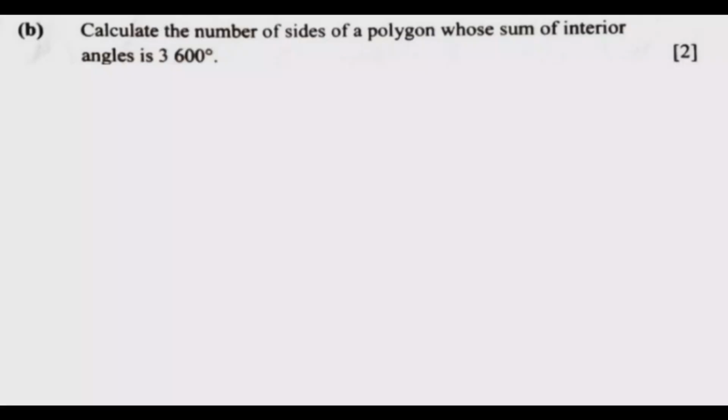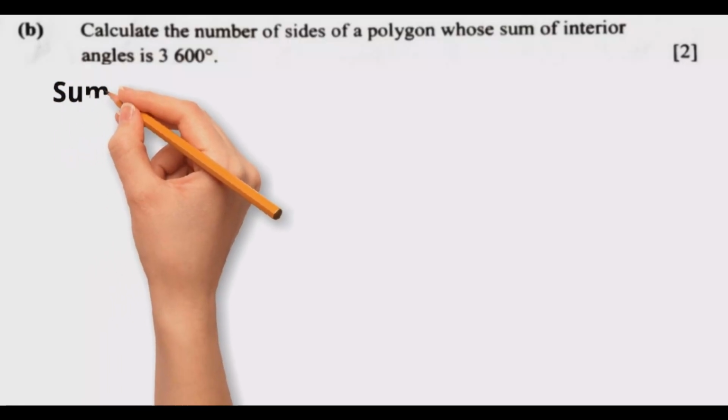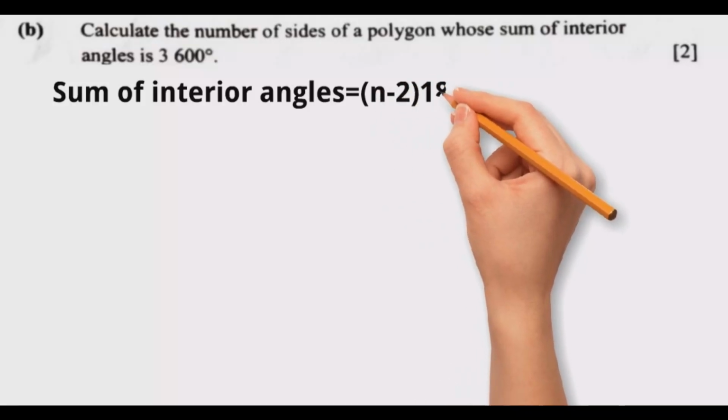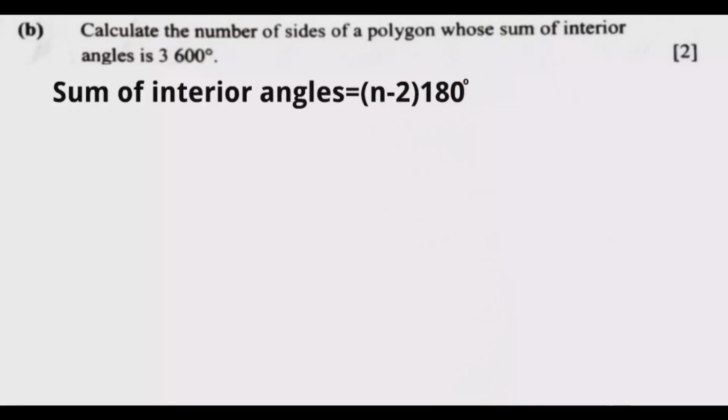Question 3b is calculate the number of sides of a polygon whose sum of interior angles is 3600 degrees. Calculate the number of sides of a polygon whose sum of interior angles is 3600 degrees. So we are going to write the formula, which is sum of interior angles is equal to open bracket n minus 2 close bracket, then we write 180 degrees.